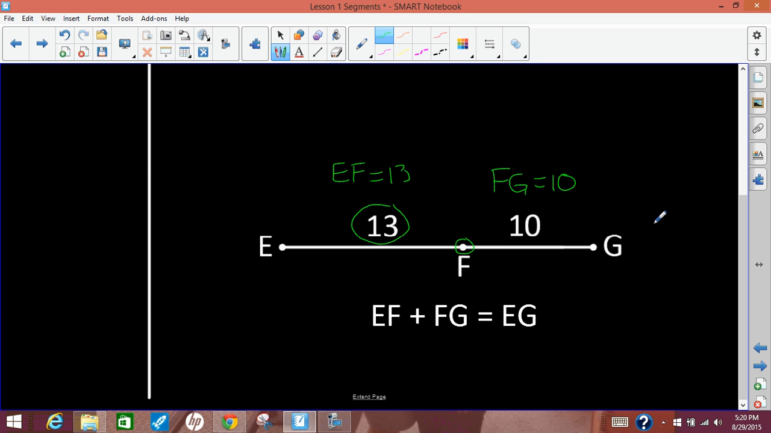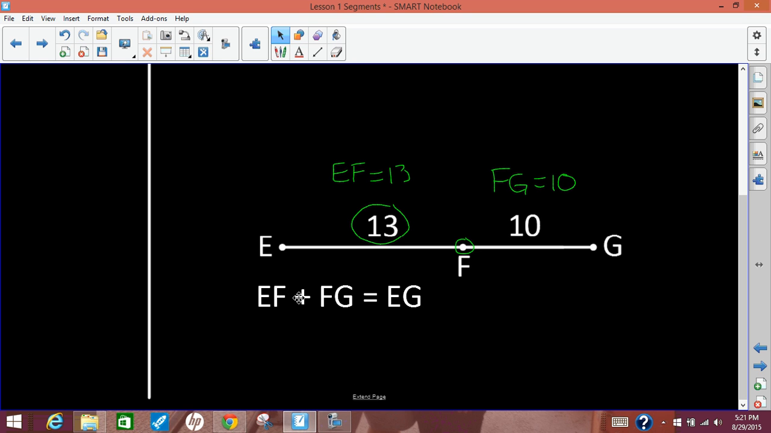So what the segment addition postulate is telling us is that if we add these two lengths, the lengths of the two smaller segments, then we should be able to get the length of the entire thing, the distance from E to G. And I've written down here, this is what it looks like in symbols. So if you don't know where to start, you can always start by writing that the length of EF plus the length of FG is equal to the length of EG.